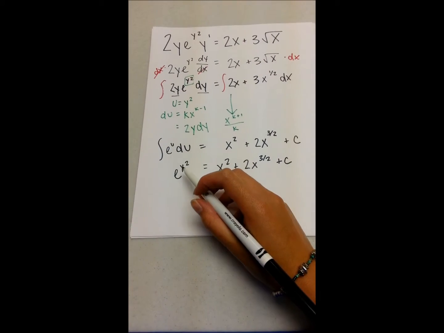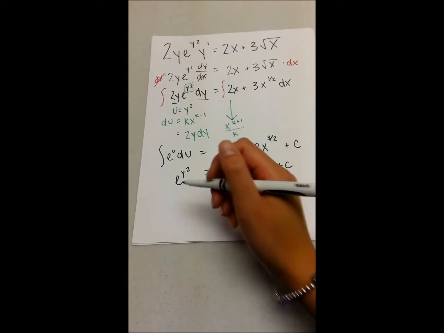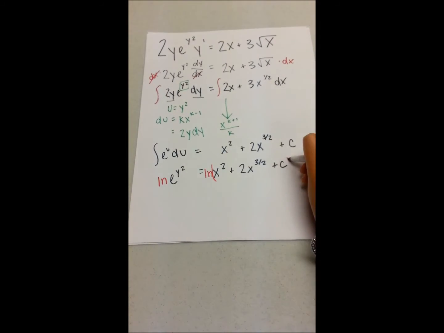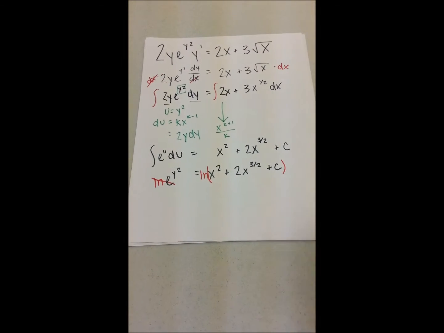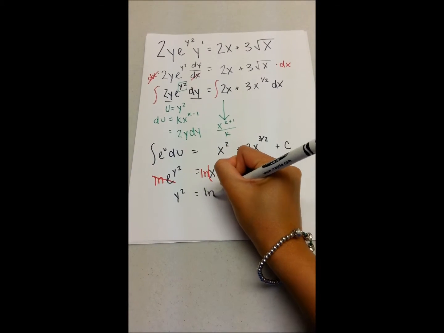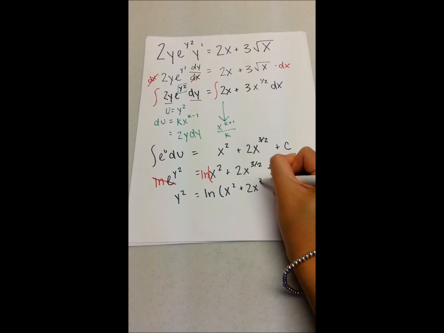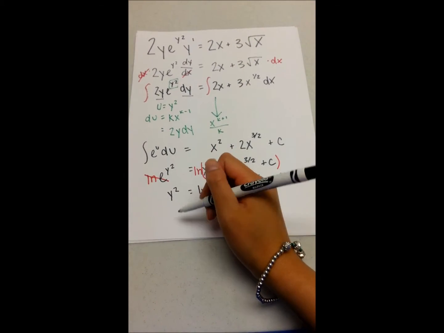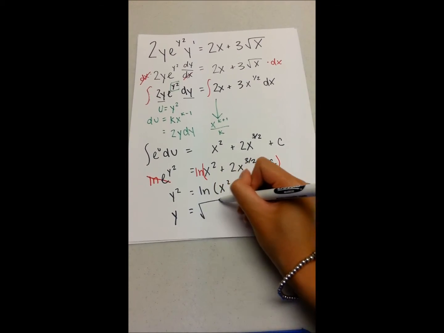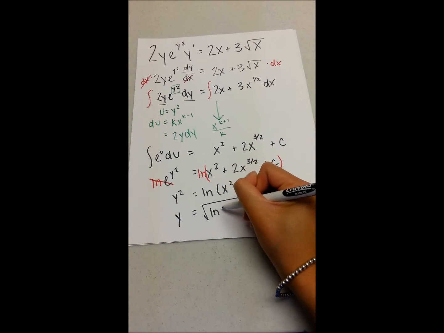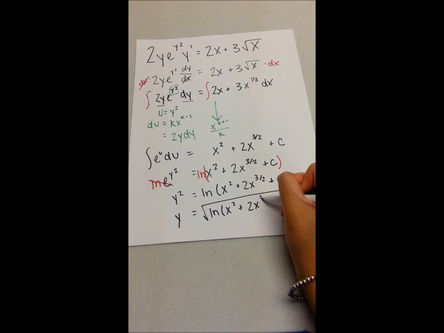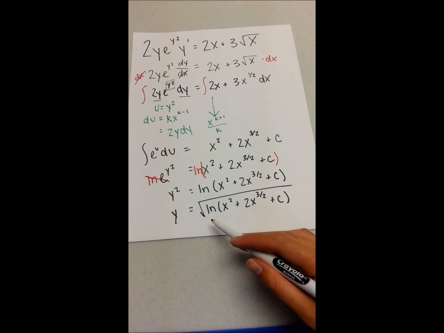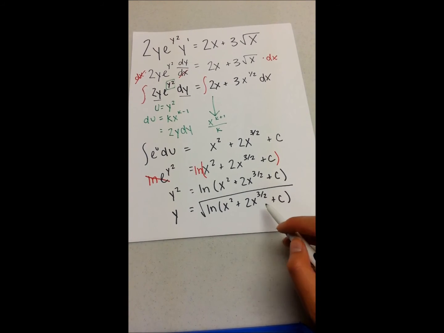Now, if we want to get this equal to y, we'll have to take ln on both sides. So those can cancel, and we're left with y squared equals ln of all this. And then to get rid of the square, just take the square root of both sides. So then our answer is y is equal to the square root of the natural log of x squared plus 2x to the 3/2 plus c.